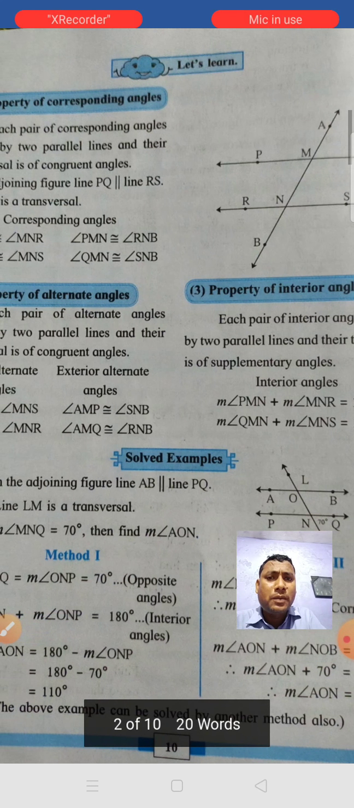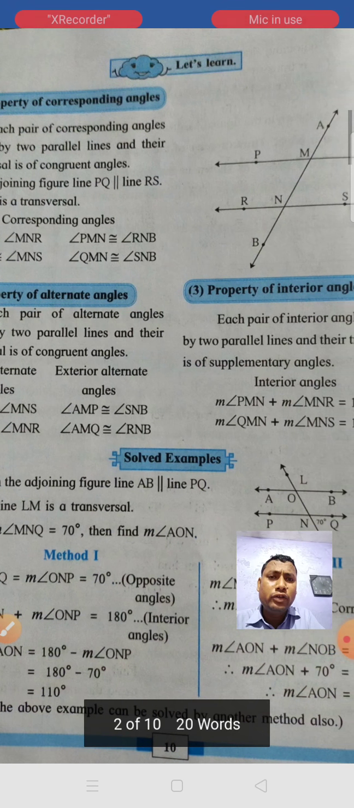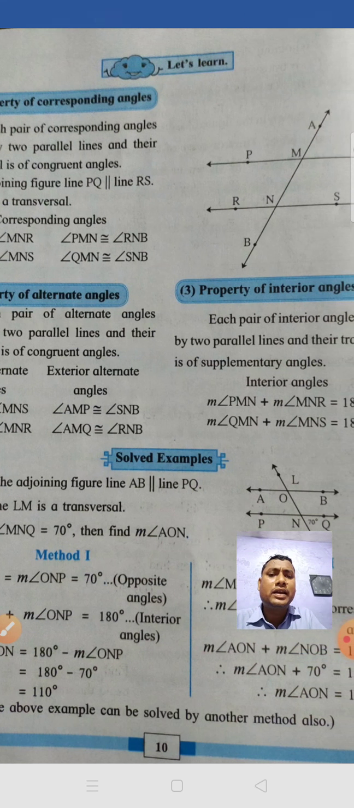So according to this property, we can say that angle AMP and angle MNR are corresponding angles, they are congruent. Angle PMN and angle RNB, this is the second pair, these corresponding angles are also congruent. Angle AMQ and angle MNS, also corresponding angles, also congruent. Angle QMN and angle SNB, also corresponding angles, also congruent. So according to this property, corresponding angles are congruent.